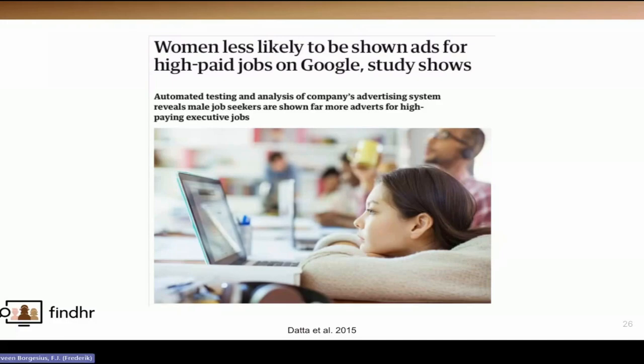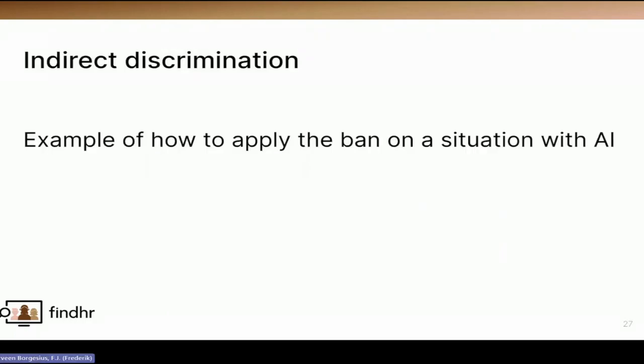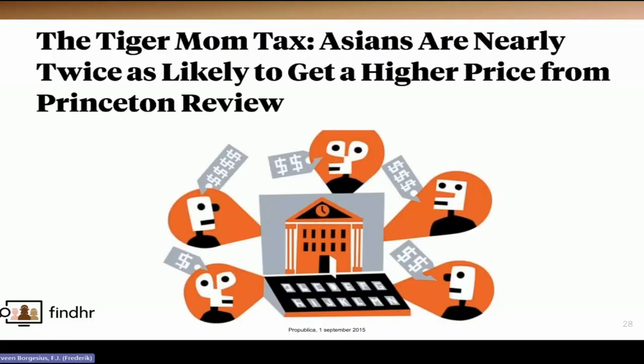So these are examples of discriminatory effect that can happen accidentally. And now we're going to take that complicated legalese definition of indirect discrimination and apply it to an AI situation. I did not take a recruitment situation because the following example fits better with the definition. So here is an example from the US.